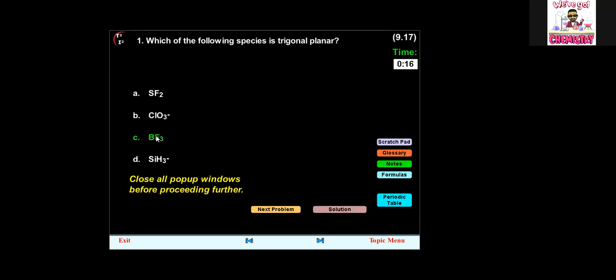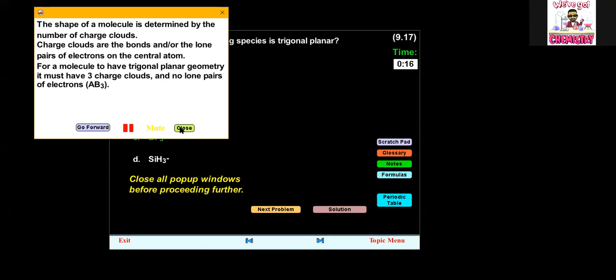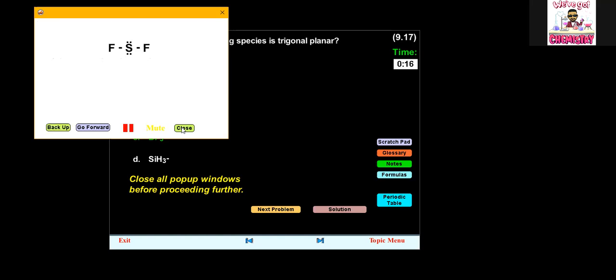P, B, F, 3. The shape of a molecule is determined by the number of charge clouds. Charge clouds are the bonds and/or the lone pairs of electrons on the central atom. For a molecule to have trigonal planar geometry, it must have 3 charge clouds and no lone pairs of electrons.